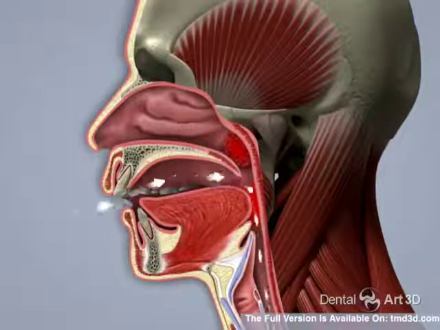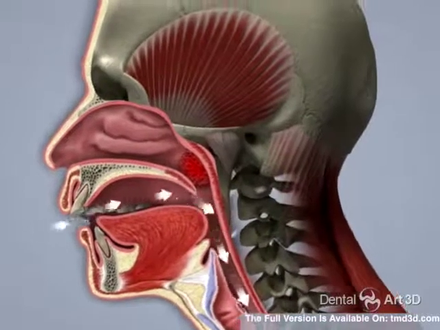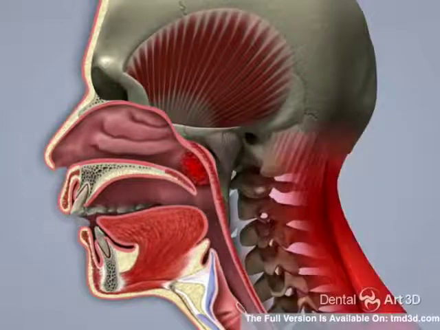In order to open up the airway, the neck moves forward and the head tilts backwards. This stresses the spine and fatigues the neck muscles, which results in neck, back, and shoulder pain.